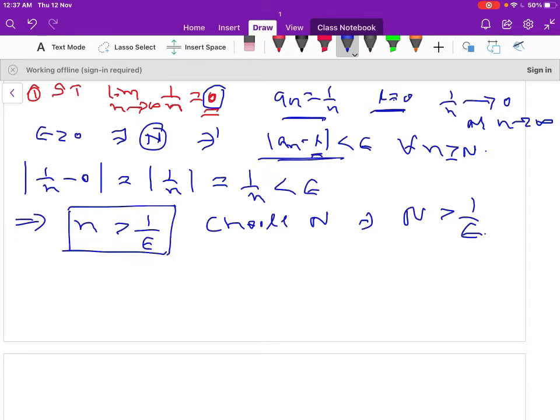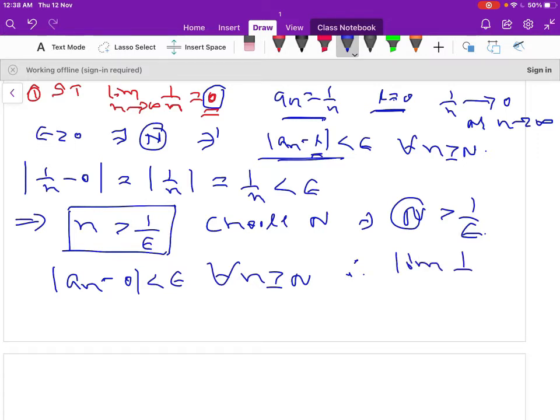Therefore for epsilon greater than 0, there exists a positive integer N such that modulus of a_n minus 0 is less than epsilon for all n greater than or equal to N. Therefore, you can write the limit of a_n, 1 by n, as n tends to infinity is equal to 0. Therefore, the sequence 1 by n is a convergent sequence, it converges to 0.